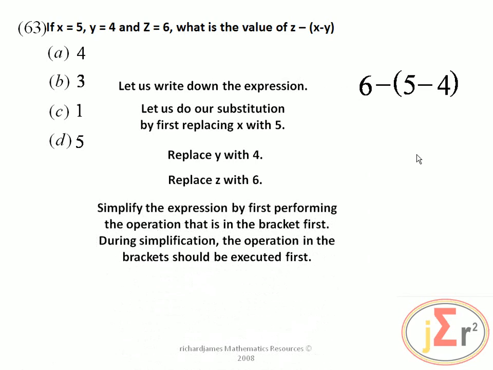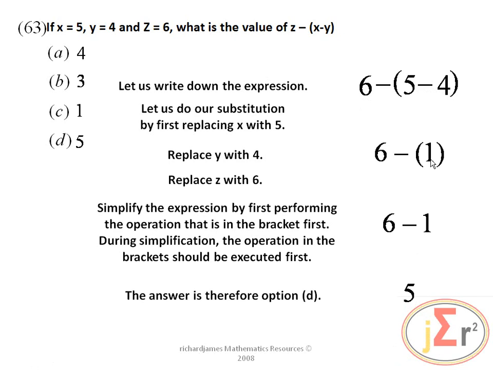We're going to simplify the expression by first performing the operation that is in the bracket first. During simplification, the operation in the brackets should be executed first. So we have our 6 right there as it was before, and 5 minus 4 is equal to 1. And then 6 minus 1 is equal to 5. The answer is therefore option D.